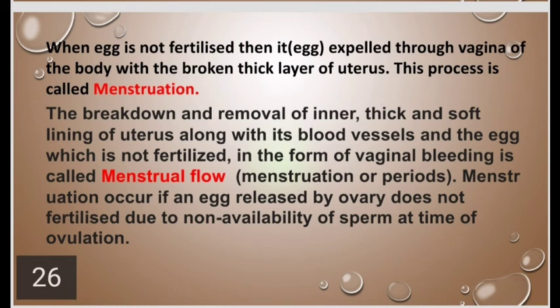When the egg is not fertilized, it is expelled through the vagina of the body with the broken thick layer of the uterus. This process is called menstruation. The breakdown and removal of the inner, thick and soft lining of the uterus along with its blood vessels and the egg which is not fertilized, in the form of vaginal bleeding, is called menstrual flow.